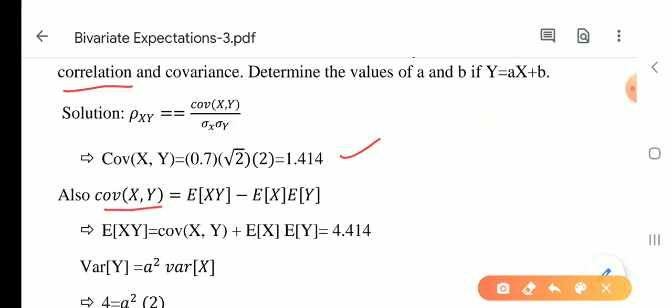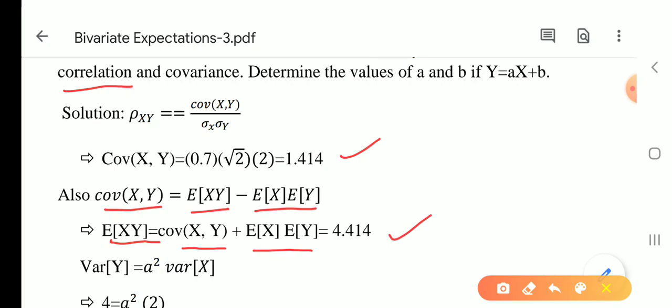Now using this covariance, we will try to find the value of the correlation. Covariance xy is given by E of xy minus E of x into E of y. Therefore, E of xy becomes covariance of xy plus E of x into E of y. Covariance is 1.1414 and put the values of E of x. E of x is nothing but sigma x and E of y is nothing but sigma y. So if you put the values, you get the value as 4.4114. Check using your calculators.